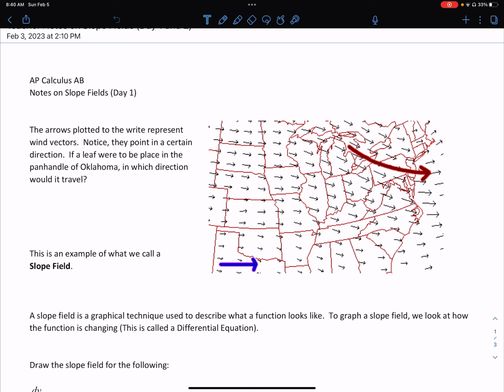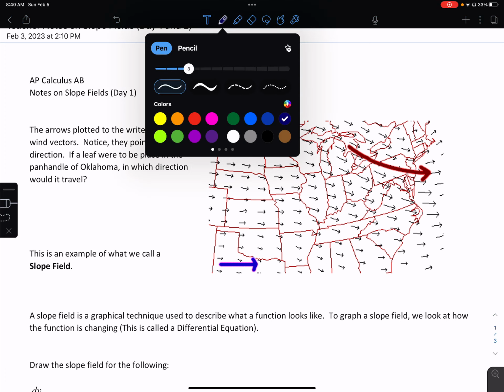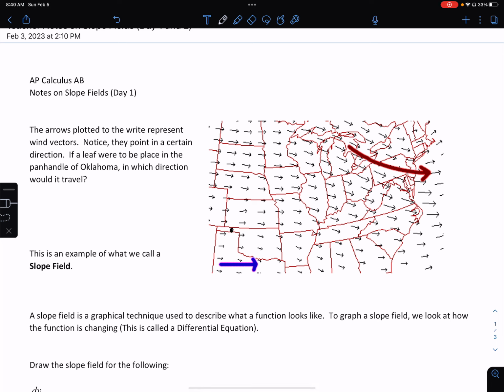So let's say a leaf were to be placed on the panhandle of Oklahoma, like let's say right about here. We want to know in which direction would that leaf travel. Well, if you look at the arrows, notice the direction of all the arrows. They would follow those arrows.